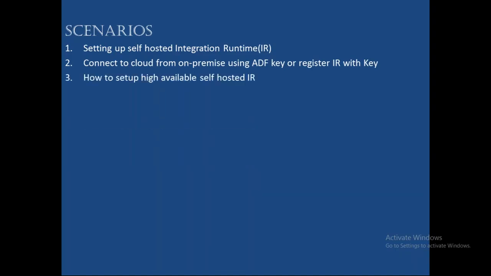Next, how to set up highly available self-hosted IR. So we are going to set up highly available self-hosted IR. How you can do that? Next, how to enable communication between the nodes. Nodes is nothing but servers. So instead of installing the self-hosted IR in one virtual machine, I am going to install it in two virtual machines. So each virtual machine is called a node.